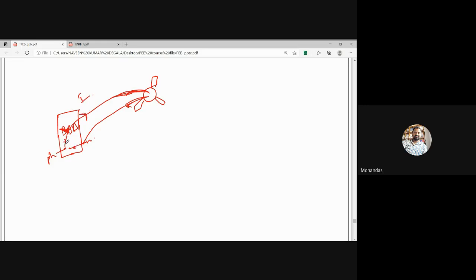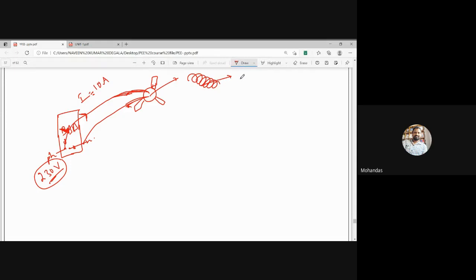Across the switchboard, how much voltage is there? 230 volts, voltage V. And imagine the current I is 10 amperes. How many amperes? 10 amperes, and this is 230 volts. If you open the fan, you can see a copper wire wound like this, which has a property of what? Every material has the property of resistance.